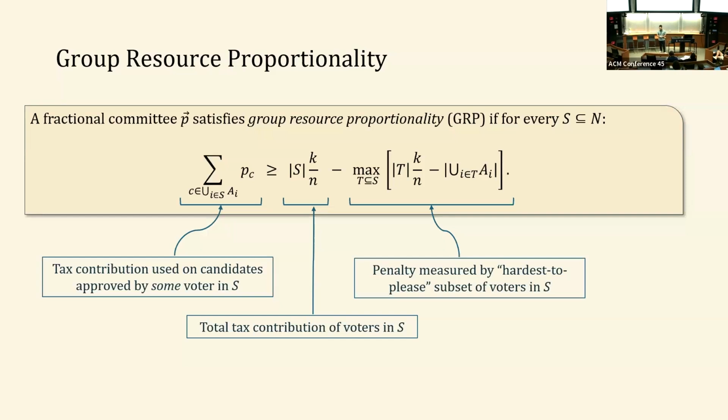Just as another comment, the left-hand side here, you can also think of as basically, if in the lottery interpretation, any lottery implementing this fractional committee would in expectation contain this number of candidates that someone in S approves. So it also has this expectation interpretation.